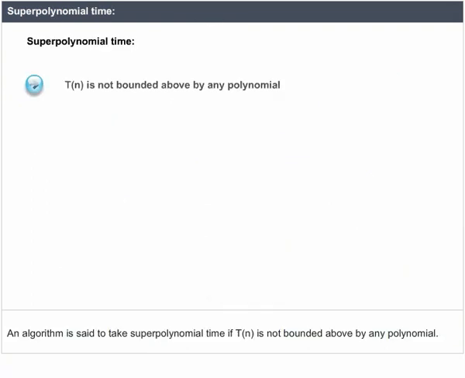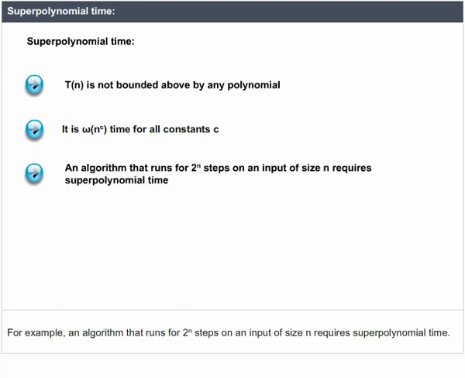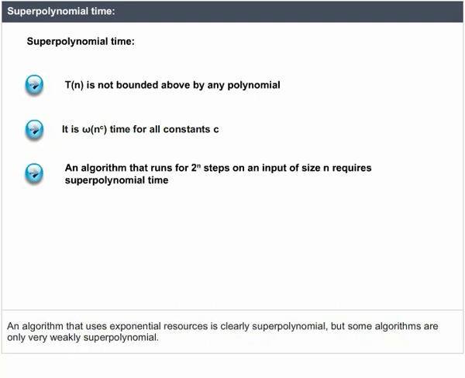Superpolynomial time. An algorithm is said to take superpolynomial time if T(n) is not bounded above by any polynomial. It is omega of n to the power of c time for all constants c, where n is the input parameter, typically the number of bits in the input. For example, an algorithm that runs for 2^n steps on an input of size n requires superpolynomial time. An algorithm that uses exponential resources is clearly superpolynomial, but some algorithms are only very weakly superpolynomial.